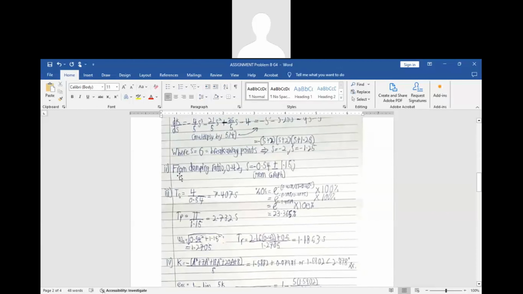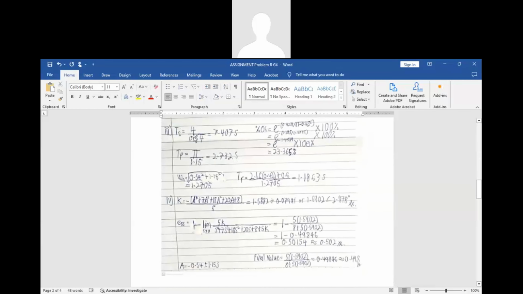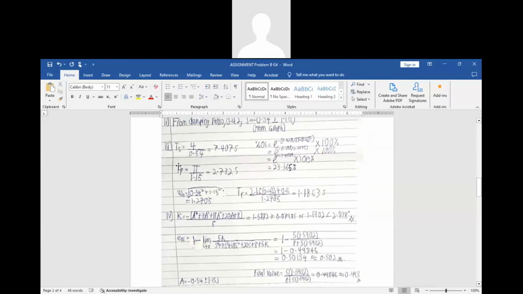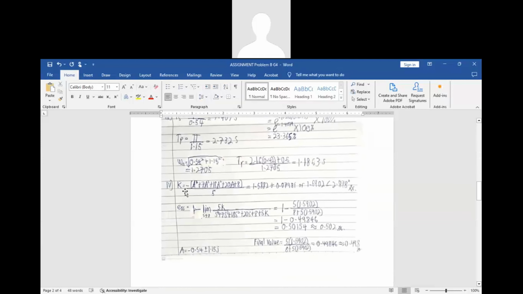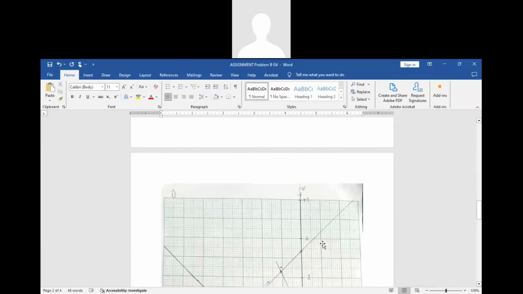Then from there, we find the values of poles based on the graph. Then from there, we find the settling time, peak time, rise time, and of course the percentage overshoot. And based on the value of k based on the poles, we find the steady state error as shown here.